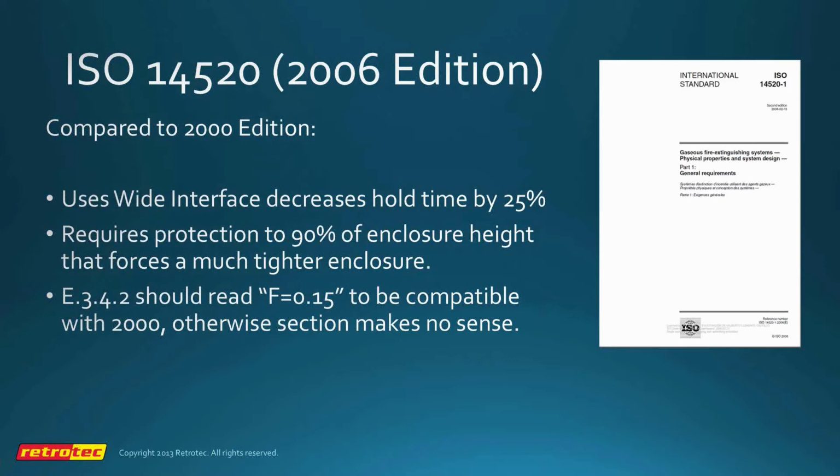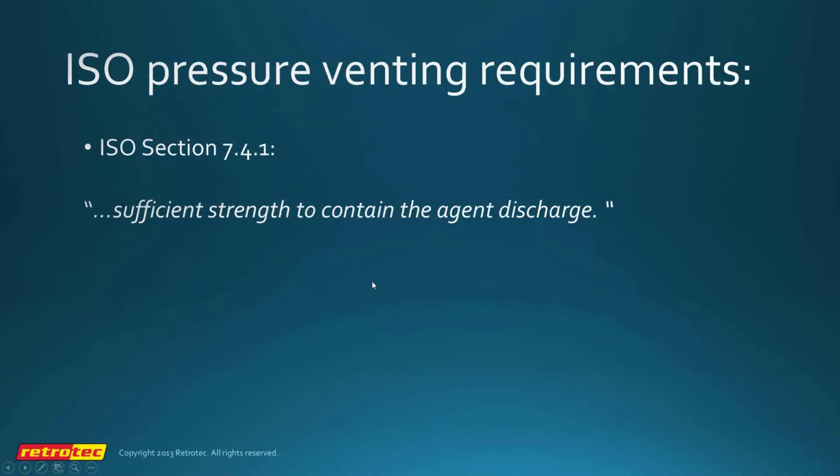If we go back to the 2000 version, we see that it should equal 0.15, and that becomes critical when we're measuring enclosure leakage distribution, which is one of the important features that enables us to get a more accurate and often longer retention time prediction, as we will go into in a lot of detail later on. There's also a section in 7.4.1 that says the enclosure must have sufficient strength to contain the agent discharge.